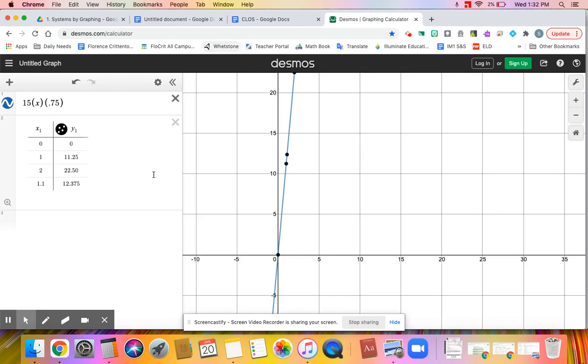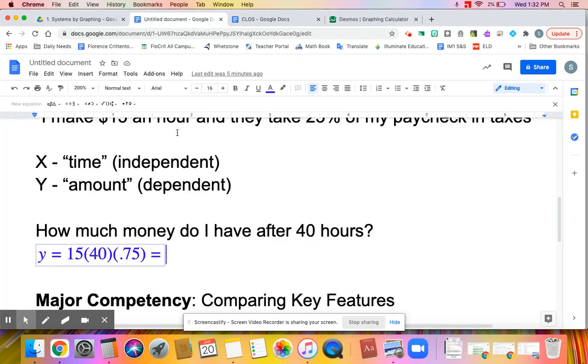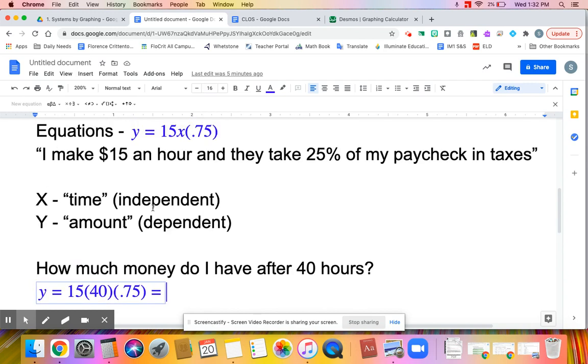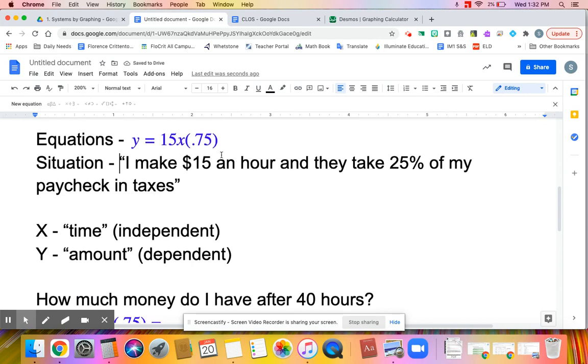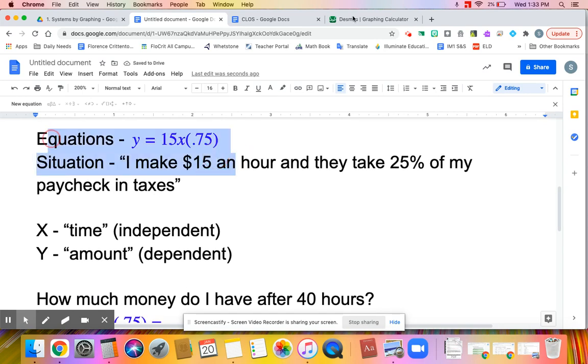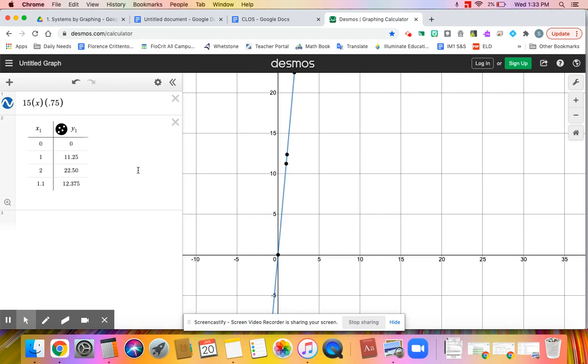But at the end of the day, these are the 4 representations they want you to go back and forth between. If I give you a situation, so situation's the first one, like this one up here, this was the situation, you should be able to make an equation and a table and a graph from it. However, there are hundreds of types of equations in this world.